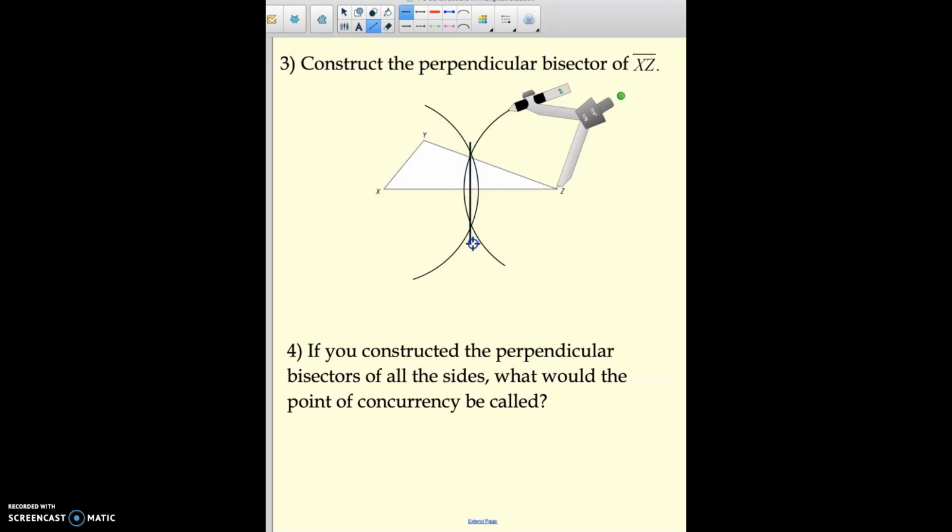And that right there is the perpendicular bisector of XZ. Okay, so if you were to construct all the perpendicular bisectors of all the sides, that point of concurrency would be called the circumcenter.